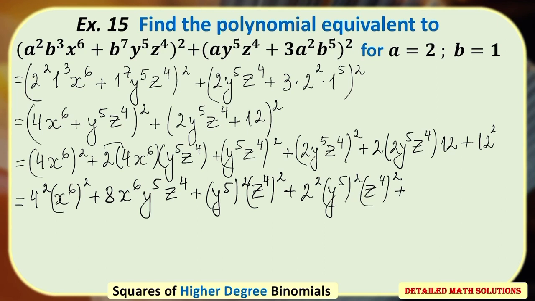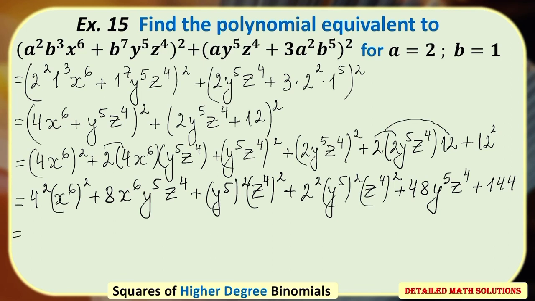plus, for the next term I need to multiply the numerical parts, or I need to multiply 2 by 2. 4 multiplied by 12 is 48. y to the 5th, z to the 4th, plus 12 squared is 144.